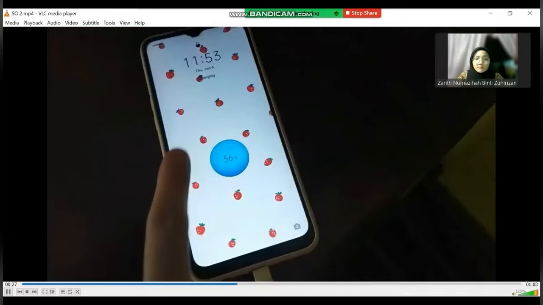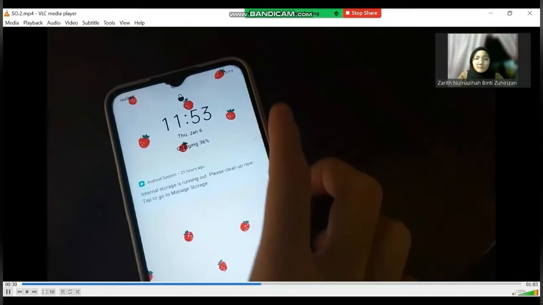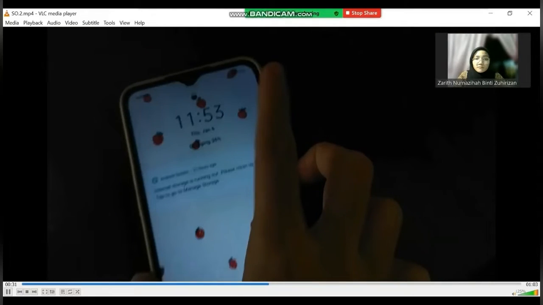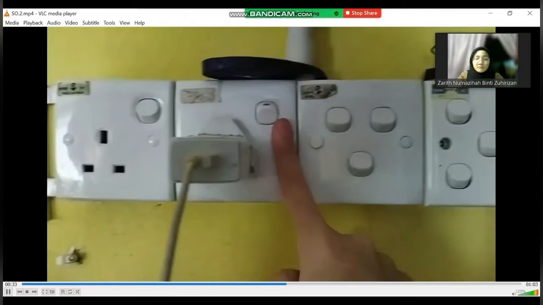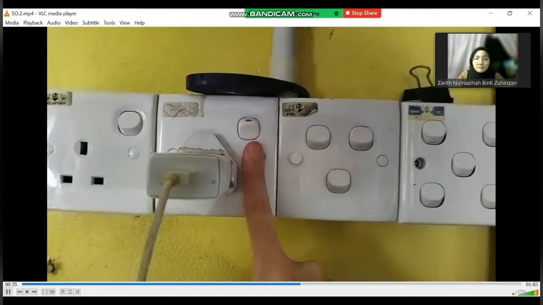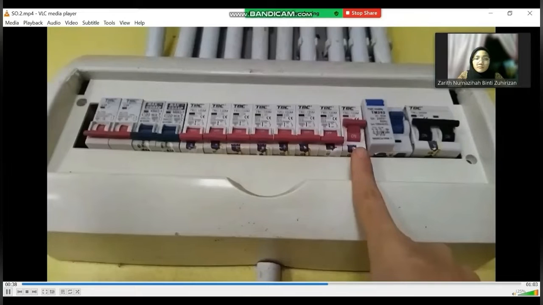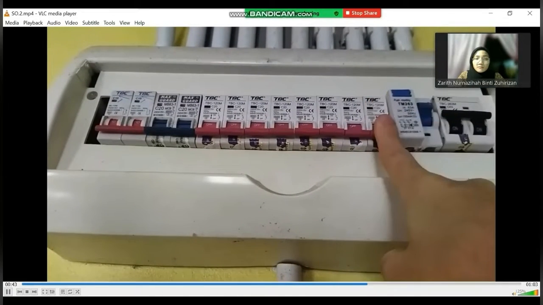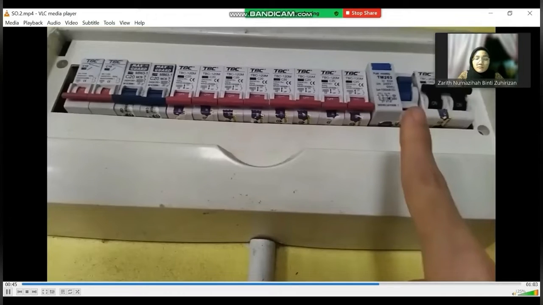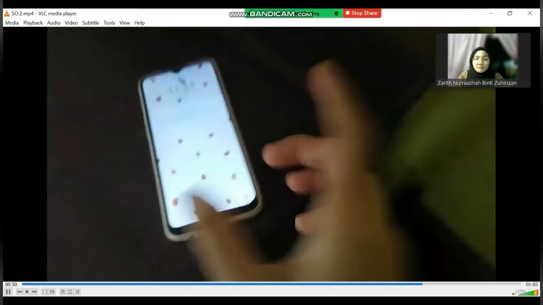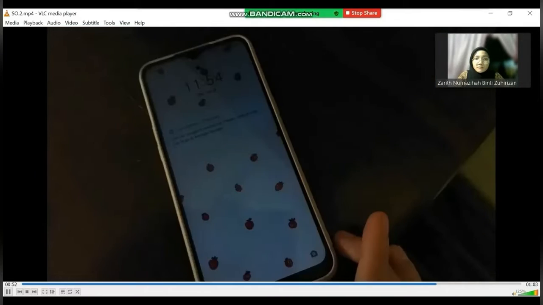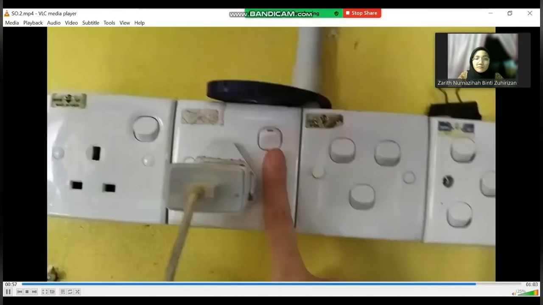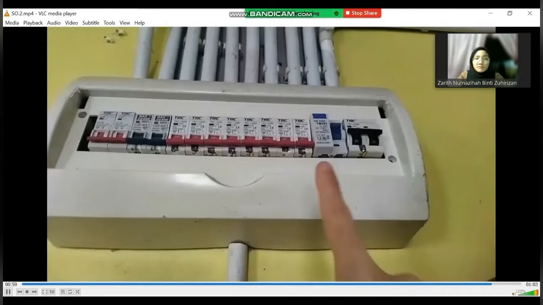See, we can see the phone is charging, connected with the charger. It means socket outlet number 2 is related to the MCB here. When I turn off the MCB number 12 here, the socket outlet is still on, but the phone is not charging. It means socket outlet number 2 is related to the MCB here.